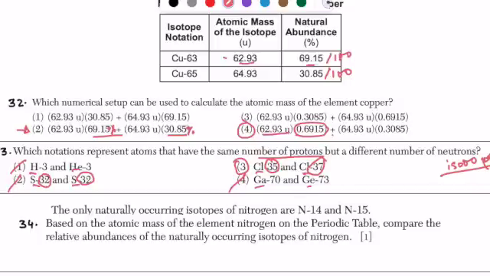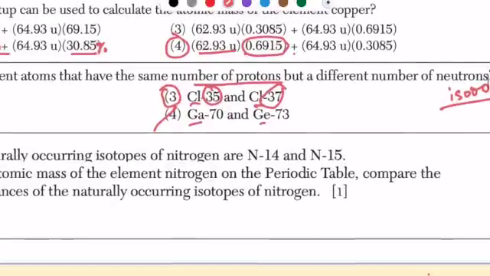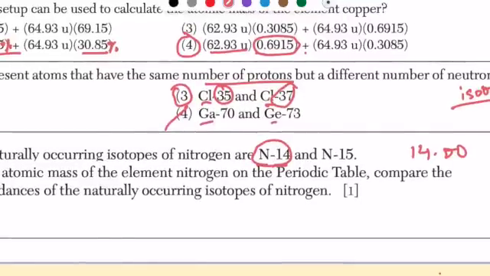Okay, so if you look at your periodic table and you go ahead and look at the mass of nitrogen, we have about 14.00 something, so that can be rounded to 14. So because that number is closer to the mass of 14, we can say that this isotope is more abundant. So to answer this question, you'll say that nitrogen 14 is more abundant because the atomic mass on the periodic table is closer to 14.